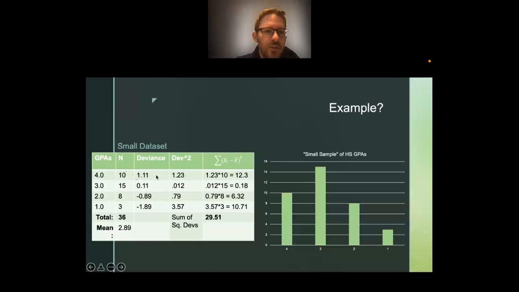So we see here this is the deviance squared multiplied by 10, because that would be adding up every single case of a 4.0 GPA. So 1.23 plus 1.23 plus 1.23. I simplify it by just multiplying it by the n. And we do that for each of these, right? So the deviance squared for 3.0 is multiplied by 15. And then I add up all of these together to get our sum of squared deviance. So for this data set, the sum of squared deviance is 29.51. If you're confused, pause it, and work through the math of how to get the deviance squared and the sum of deviance squared.